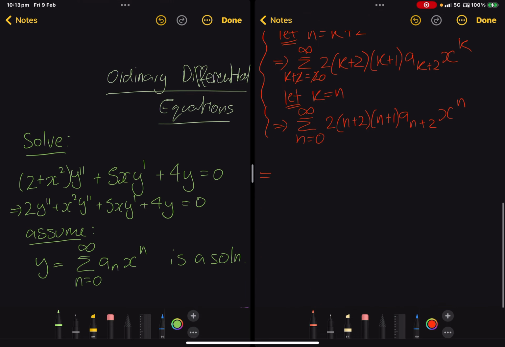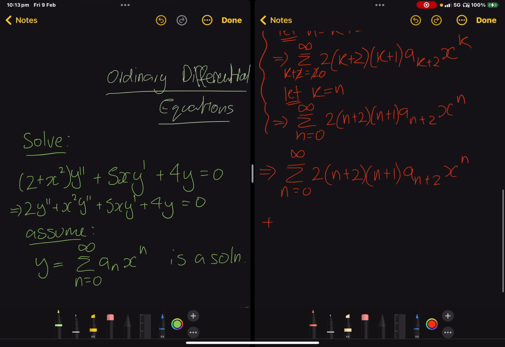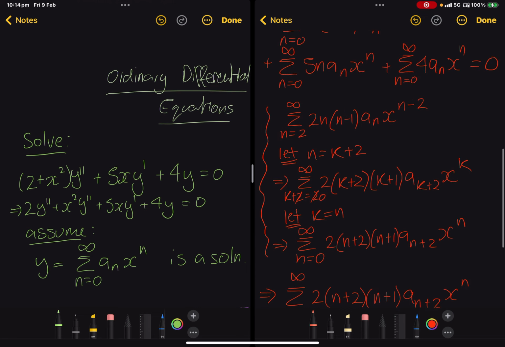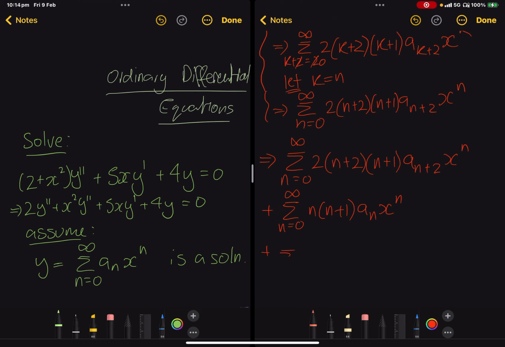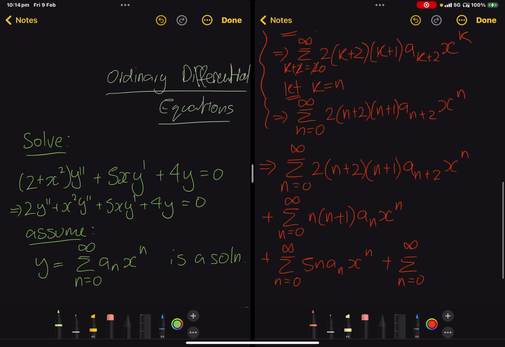So now we're going to rewrite this whole expression. We find that the sum from n = 0 up to infinity of 2(n + 2)(n + 1) aₙ₊₂ xⁿ, plus our second term, which was the n(n − 1) term, so this is the sum from n = 0 up to infinity of n(n + 1) aₙ xⁿ, plus our last two terms, which is the sum of 5n aₙ xⁿ from n = 0 to infinity, plus the last term, which is just the 4 term, the sum from n = 0 up to infinity of 4aₙ xⁿ. This whole sum is equal to 0.